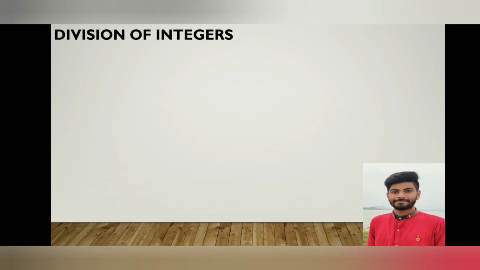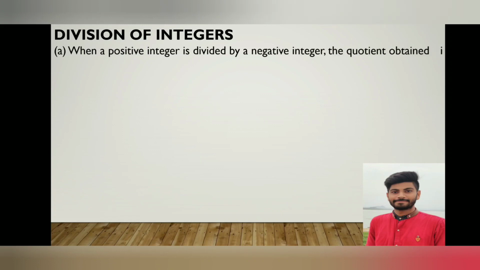Let's see the next topic, that is the division of integers. This is the last topic of theory of this first chapter. First of all, when a positive integer is divided by a negative integer, the quotient obtained is negative, and vice versa, which means if we do the alternative, we will get the same answer. If a positive integer is divided by a negative integer, we will get a negative answer, and if a negative integer is divided by a positive integer, we will get a negative answer.